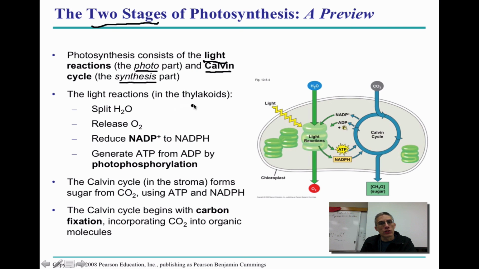So the light reactions are going to take place in the thylakoids. Remember, those thylakoids were those green discs that I showed you a little earlier, and you can see the thylakoids right here in this diagram.